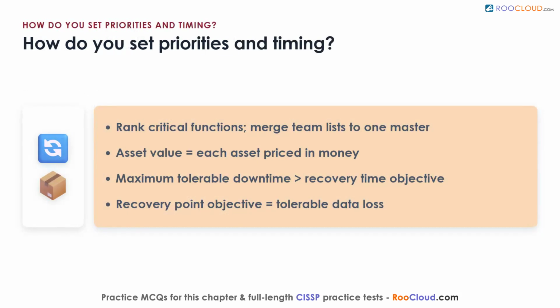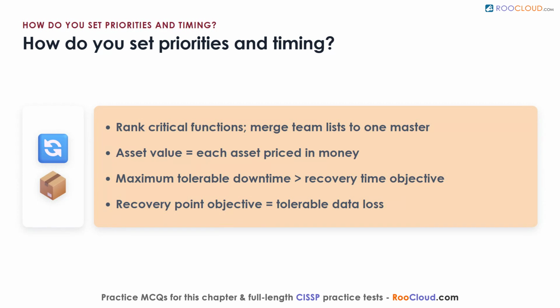How do you set priorities and the timing metrics that guide recovery? Start by listing your critical business functions, the activities that, if disrupted, would jeopardize your mission, and rank them by importance. Split the work across the team, then merge everyone's lists into one master ranking, taking care to gather input from areas the team does not directly represent. This is the qualitative side. On the quantitative side, you assign each asset a value in money, its asset value, which feeds later calculations.